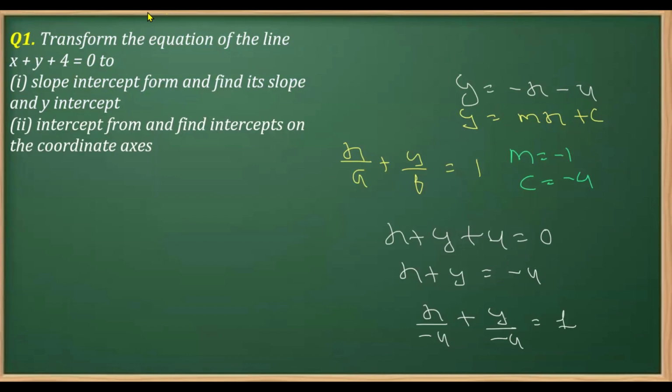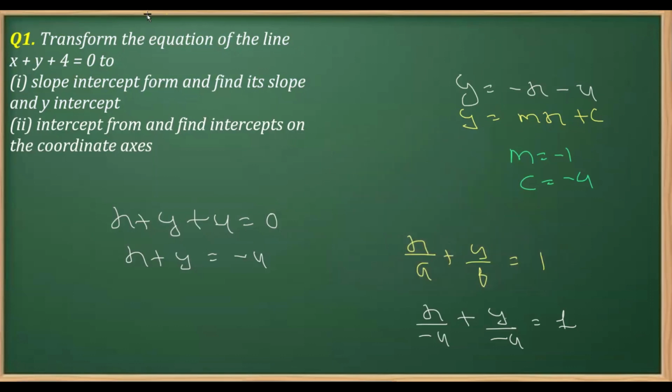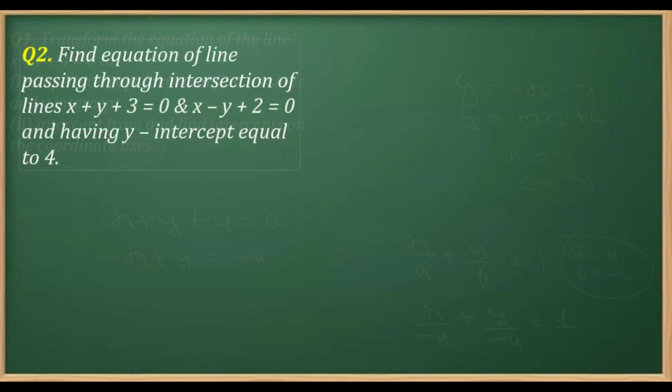Now, when you compare these two equations, let me show you what we want to compare here. If I compare these two equations now, what you can see is that a is minus 4, b is minus 4 again. And that's what we have to find, the coordinate axis intercepts, which are minus 4 and minus 4. Now, let's go to the next one.